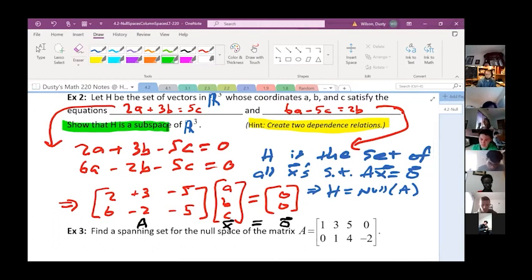One way to show that something is a subspace is to show that zero is in the set, that the set is closed under addition, and that the set is closed under scalar multiplication. Another way to show that it's a subspace is simply to say that it is something that we already recognize as a subspace. In this case, you can see that H is equal to the null space, and we've already shown that the null space is a subspace. So therefore, H is a subspace.